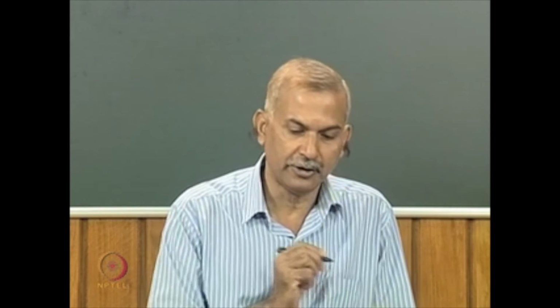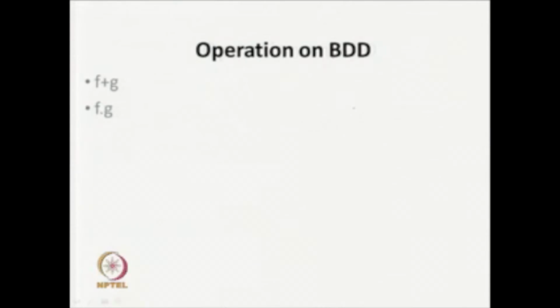Because we have already discussed BDD, we have introduced what is BDD, binary decision diagram. Then we have talked about OBDD, ordered binary decision diagram. In ordered binary decision diagram, we are going to maintain a particular ordering of the variables. And after that, we have talked about ROBDD, reduced ordered binary decision diagram.